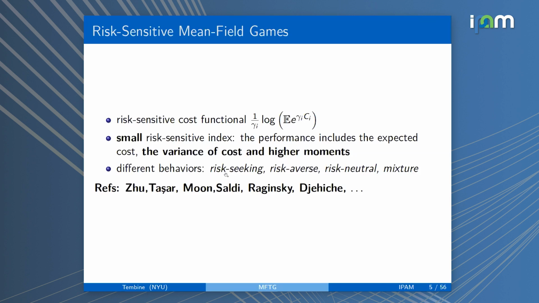Some players might be risk-seeking, some others are risk-averse, some others are neutral. So all those types of players are part of the game, and we should model them together, not just risk-seeking players, not just risk-neutral players, because we have different sensitivity toward the risk. And that was the idea.